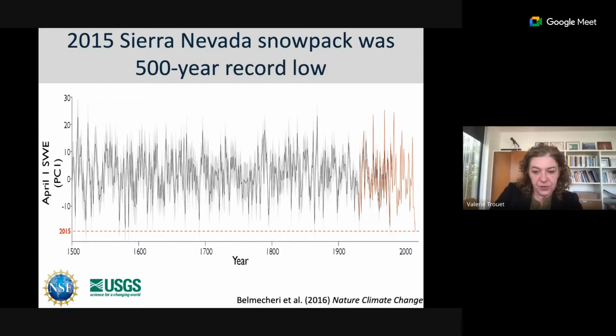Again, this graph shows on the horizontal axis time with the present on the right, 500 years ago on the left, and then the vertical axis in this case is the snowpack per year in the Sierra Nevada mountains. The dashed red line that you see is the snowpack level in 2015, and so if you compare the dark red line with the black line with the reconstruction, you can see that the 2015 low was not just a record over the past 80 years, but actually over the past 500 years, there had never been as little snow in the Sierra Nevada mountains as there was in 2015.